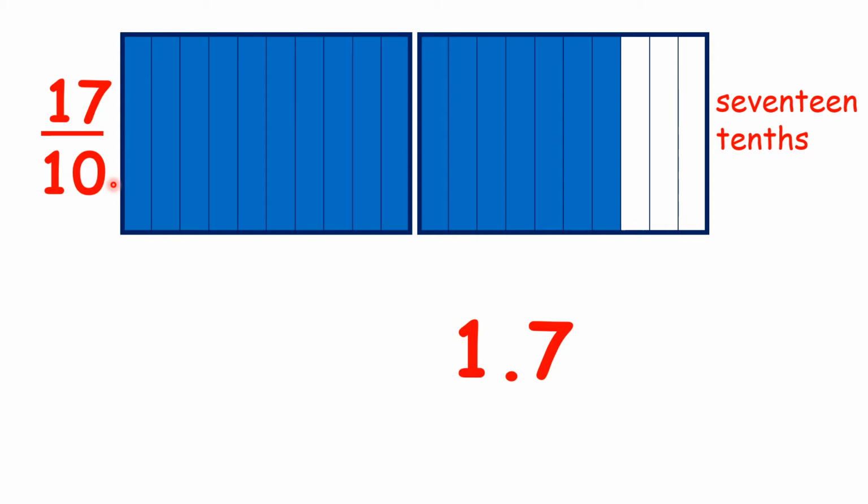Now it may seem strange to see a fraction with a larger numerator than denominator, but when this happens, it tells us that we have more than 1. We call this way of writing a fraction an improper fraction.